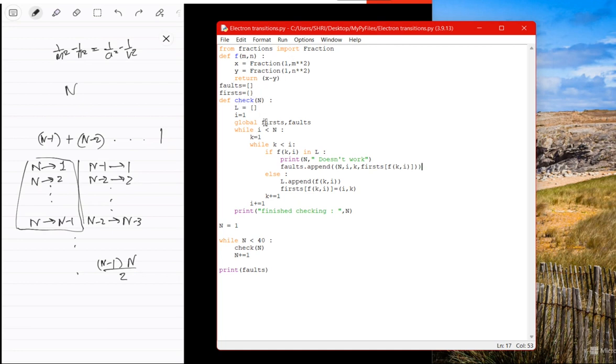And I have this list of faults. So for every capital N value, where does the fault happen and when does the fault happen? So basically that means for what N value, and where, that means what transition. Okay. And then you have this whole thing. You don't need to read all that. Okay, just going to run this thing.